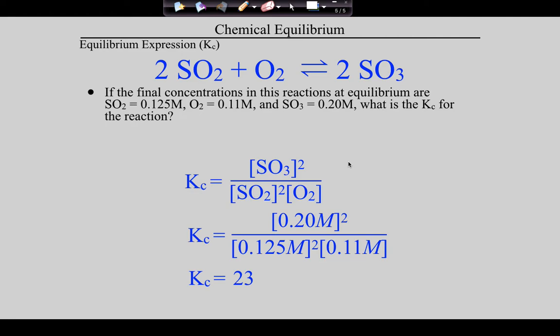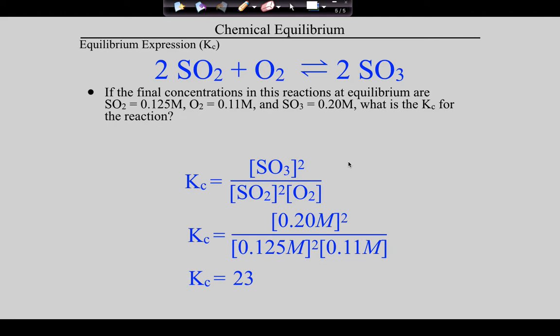And guys, you understand that if you don't feel comfortable with your squared key on your calculator, all you've got to do is take 0.2 and multiply it by itself. So you could just do 0.2 times 0.2 divided by 0.125 divided by 0.125 divided by 0.11. That's all the squareds mean, is that there's 2 of them. And in either case, you should get 23.